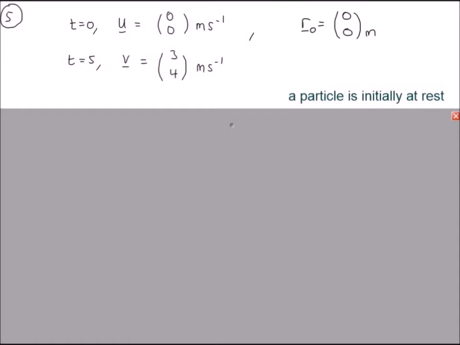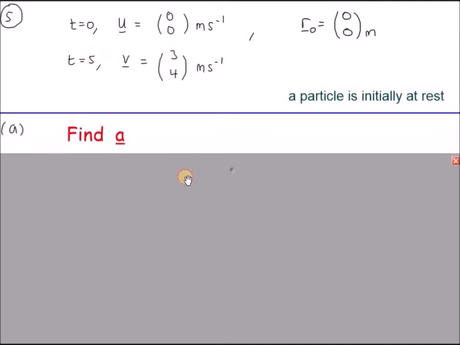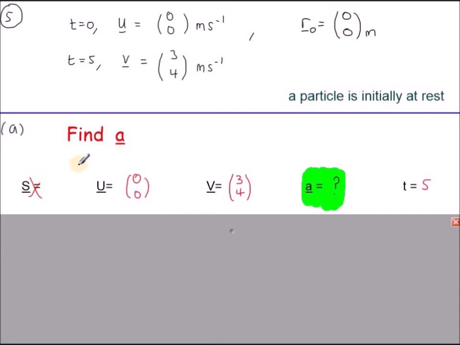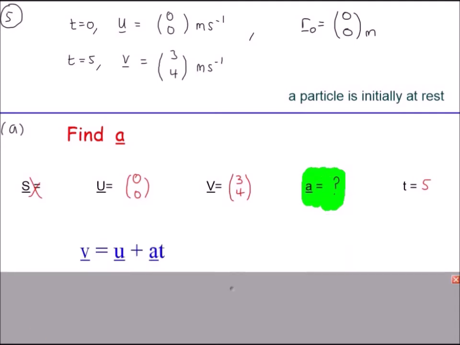Example 5. A particle is initially at rest, so when t equals 0, its initial velocity is 0. We're using column vector form, and we also know that the initial position of the particle is also at the origin. At t equals 5 seconds, we're given the velocity of the particle, and we're looking for its acceleration. Given that the acceleration is a constant, we can use SUVAT formulae in vector form. So we're not interested in displacement, we have initial velocity, velocity at 5 seconds, and we're after the acceleration. v equals u plus at in vector form.